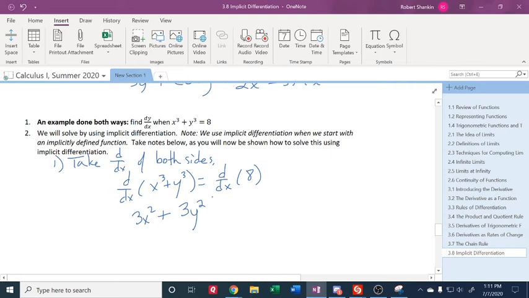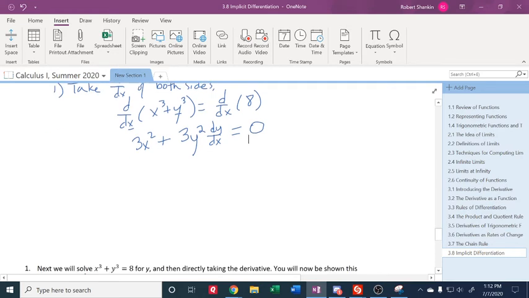Did I forget something? Do you have to put the dy over dx? That is correct. How come we had to do that? Because this letter and this letter did not match up exactly. When they matched up exactly, like here, you don't have to do the chain rule. But when they don't match up exactly, you have to tag that on. The derivative with respect to x of 8 is 0. Everybody following?